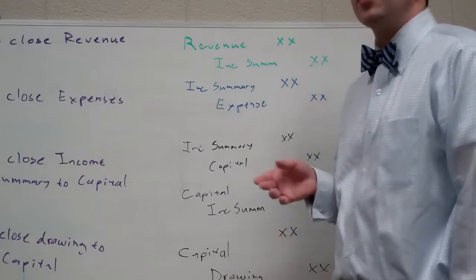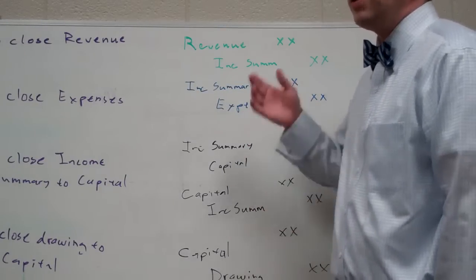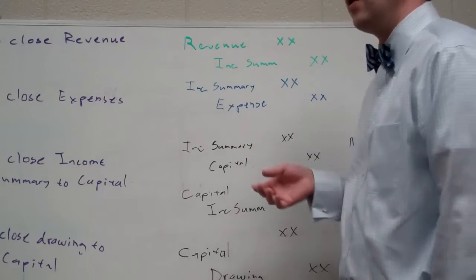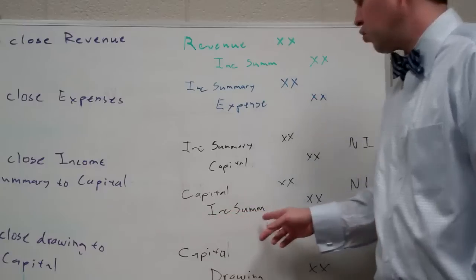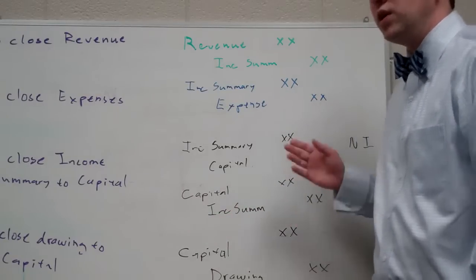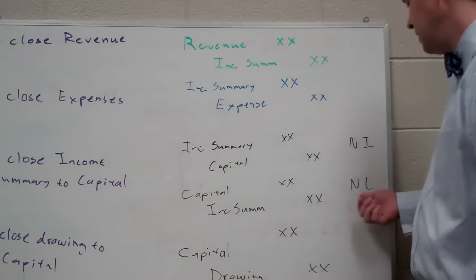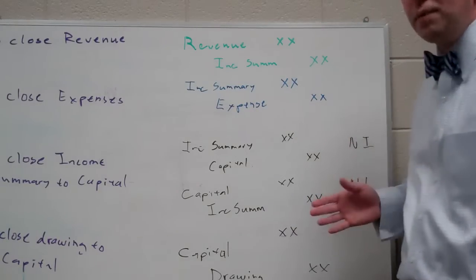But if expenses are greater than revenue, and we have a net loss, then overall in that income summary account, we're going to have a debit balance, which means we'll have to credit income summary and debit capital, decreasing that capital account. That's what the entry looks like if we have a net loss. Have one or the other, can't have both.